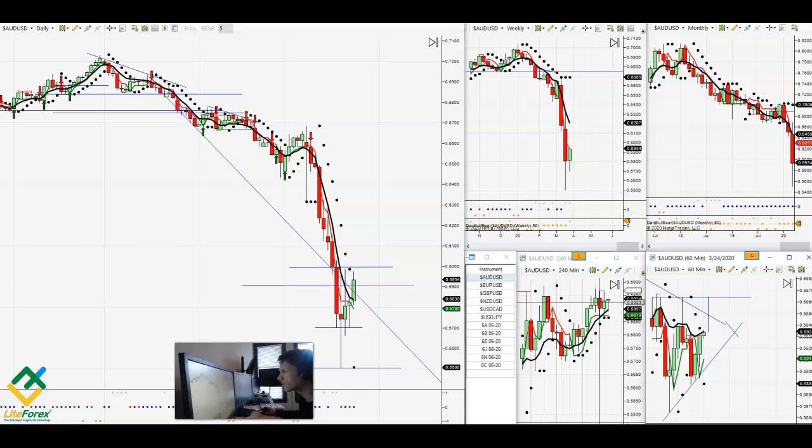Yeah, the 240 looks bullish. And again, the weekly looks like we're so overextended. We're due for that rebound. You can see that support there at 58.